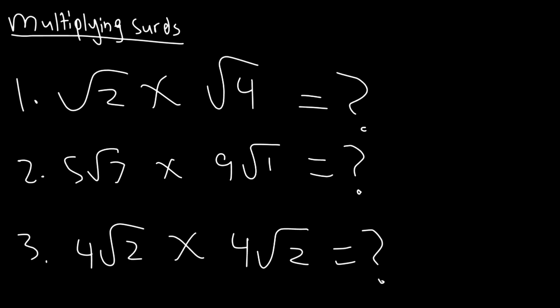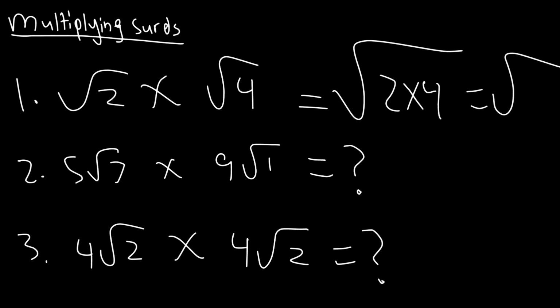The first one, nice and simple. You just multiply the numbers inside the root. So this is equal to root 2 times 4, which is equal to root 8. On to the second one.